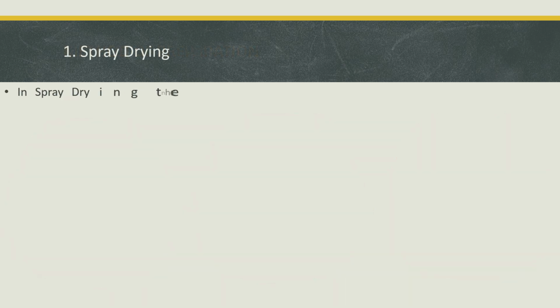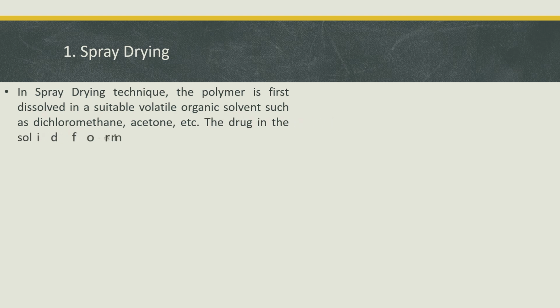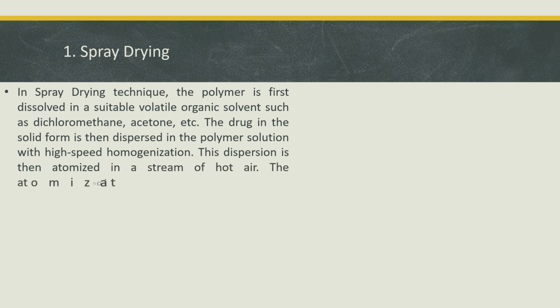First method, spray drying. In spray drying technique, the polymer is first dissolved in a suitable volatile organic solvent such as dichloromethane, acetone, etc. The drug in the solid form is then dispersed in the polymer solution with high speed homogenization. This dispersion is then atomized in a stream of hot air.